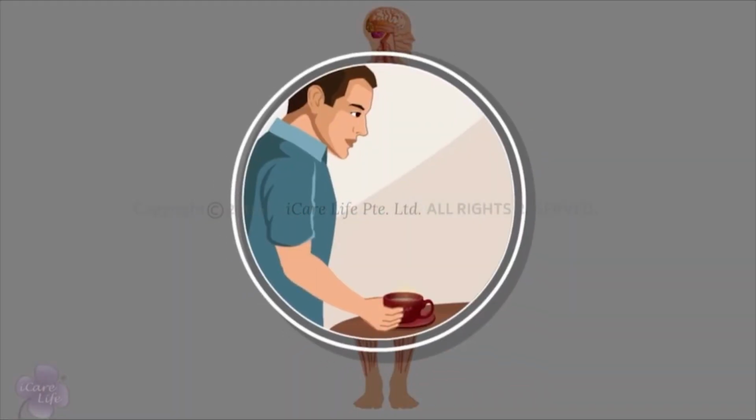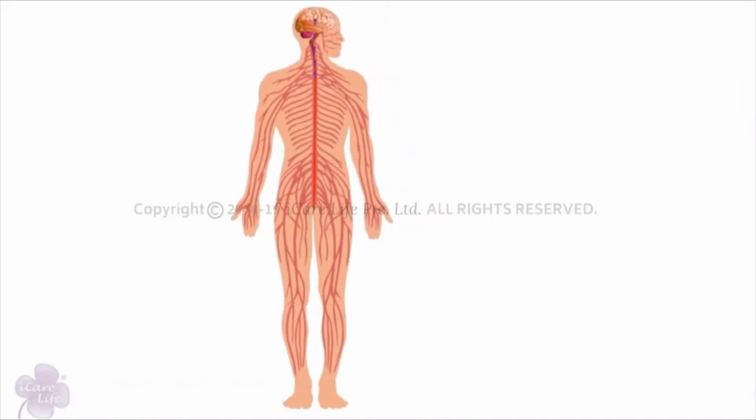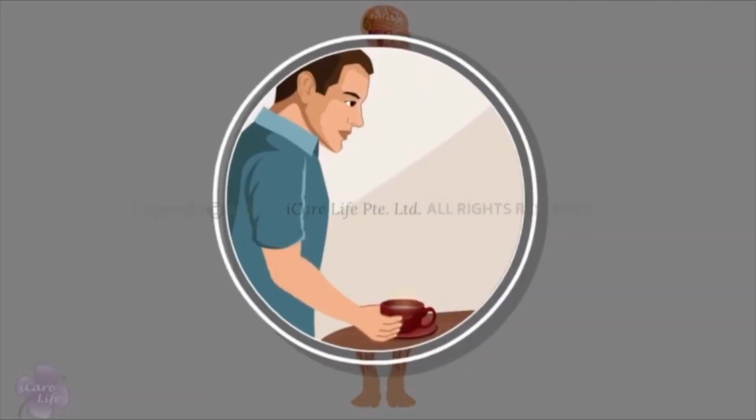Let us now look at how the autonomic nervous system works with the central nervous system to enable autonomic actions. When a neuron in a nerve receives a message from a body part, it releases neurotransmitters, which travel across the synapse and carry the message to the next neuron. This continues from one neuron to another till the message reaches the spinal cord.